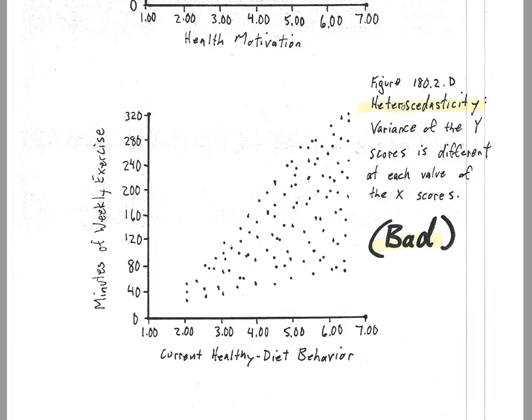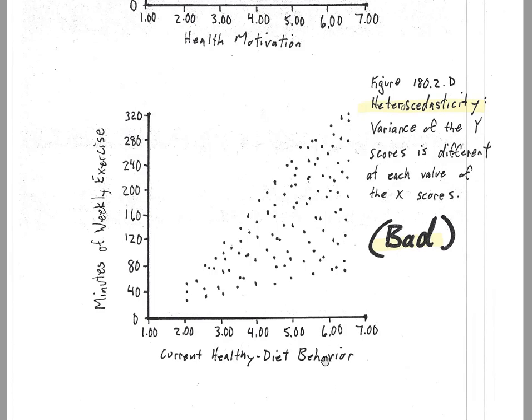We have heteroscedasticity. First of all, focus only on the people that score low on current healthy diet behavior. What's the variance of their scores on y, minutes of weekly exercise? Well, there's hardly any variance of their scores on y. It amounts to about 1/2 of an inch on my computer screen. Very little variance on minutes of weekly exercise when we look at the people that score low on current healthy diet behavior.